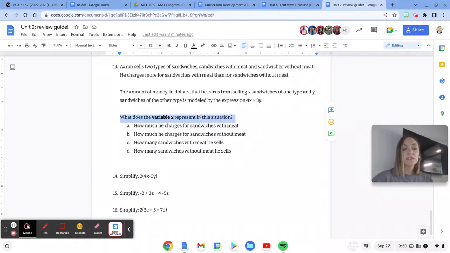Now my question is, what does the variable X represent in the situation? Well, I know X tells me something about the sandwiches with meat because it's with the higher price point. $4 is more than $3. And it's not going to be how much he charges per sandwich with meat because that's $4. It's going to have to be how many sandwiches with meat he sells. So C is your answer. How many sandwiches with meat he sells.